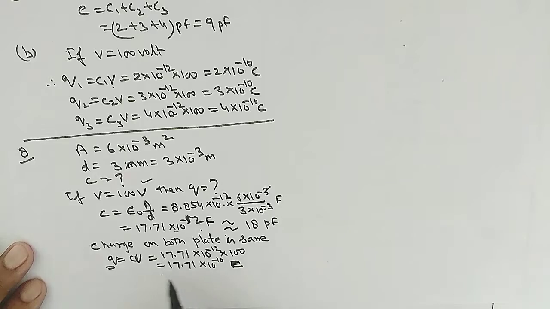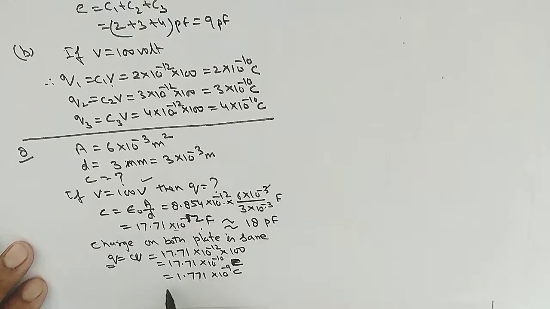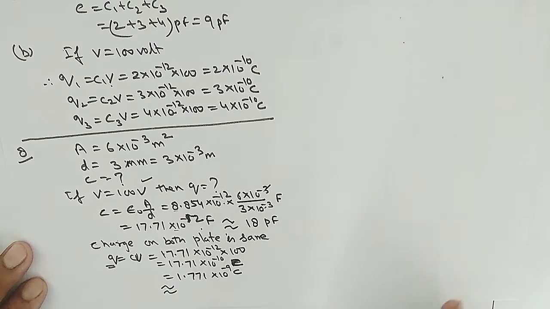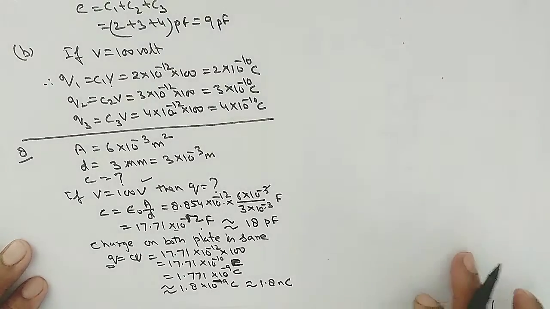So it is in coulomb, or simply you can write it is 1.771 into 10 to power minus 9 coulomb, or approximately you can write its value 1.8 into 10 to power minus 9 coulomb. Or you can write 1.8 nano coulomb. Okay, so this is the answer of question number 8.